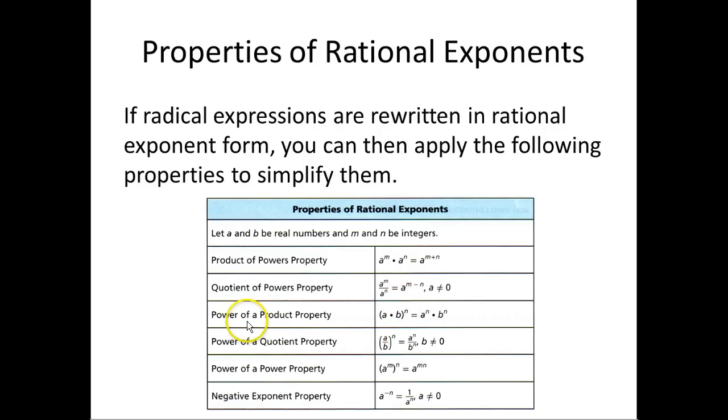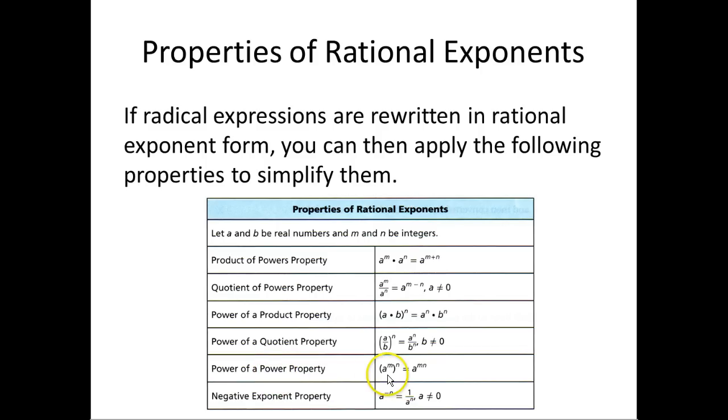Also, you guys learned the power of a product property. Whenever you have a product here and then the entire product is raised to some power n, essentially what happens is this power n, or the exponent n, gets distributed inside to each factor in my product. So I'd end up having a to the power n times b to the power n as such. Okay, and if I have a power of a quotient, so this is a quotient raised to some power, essentially this n gets distributed to both the numerator and the denominator, and would become this quotient here, as long as b is not equal to 0, once again because division by 0 makes no sense.